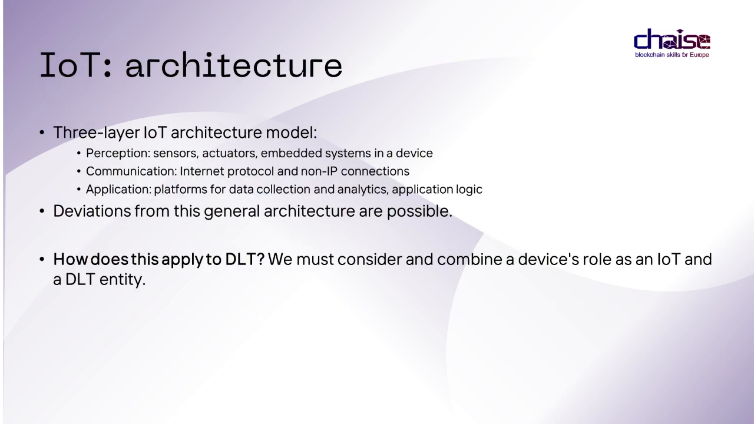IoT systems are described with a three-layer IoT architecture model. These layers are not to be confused with the layers of TCP/IP. At the perception layer, things, for example, a refrigerator, car, or parking spot in a city, are equipped with sensors and actuators to interact with the environment. Embedded systems are incorporated into the device to provide communication and computation capabilities.